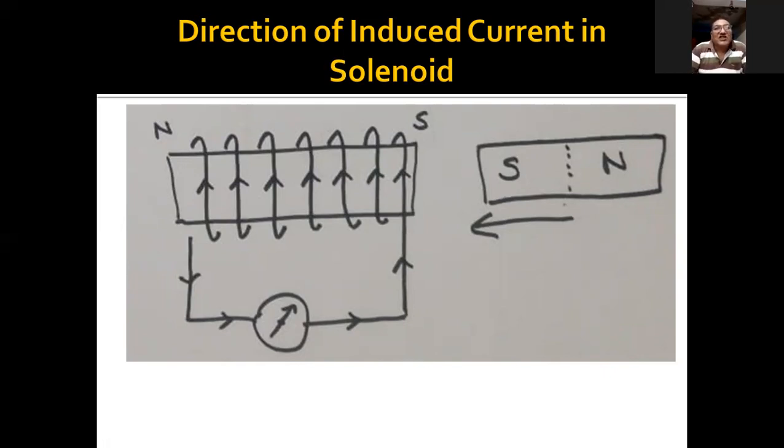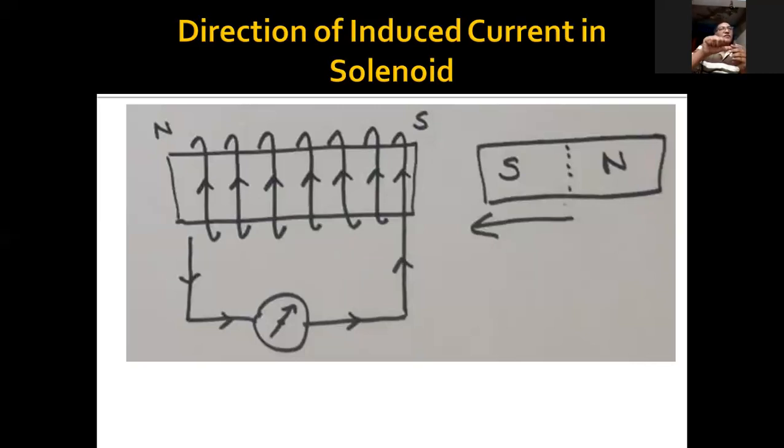According to Lenz's law, if a south pole is approaching the right side of the solenoid, the right side will become south to stop it. And when this side becomes south, this side will become north. So apply the right hand grip rule on the solenoid. Because I know its north pole, I will hold this solenoid in my right hand in such a way that my thumb is pointing towards the north of the solenoid.